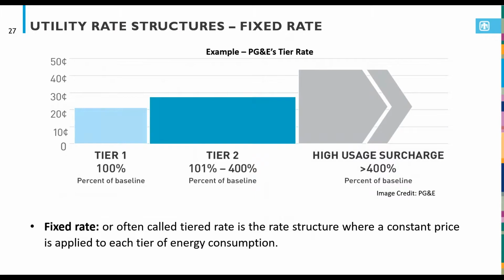The first rate structure I'd like to talk about today is a fixed rate, or often called a tier rate. It is a rate structure where a constant price is applied to each tier of energy consumption. It should be noted that flat rate is also a special case of tier rate where only one tier is specified. The figure in this slide shows an example of PG&E's tier rate for California customers, in which the higher prices are applied to the higher tier. And of course, different utilities have different prices and tier specifications.